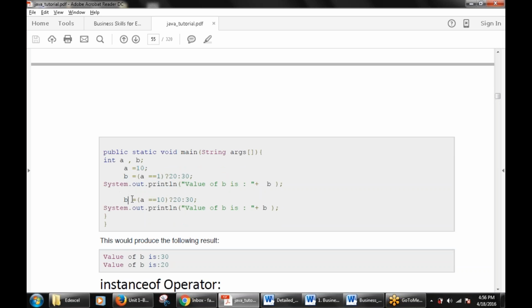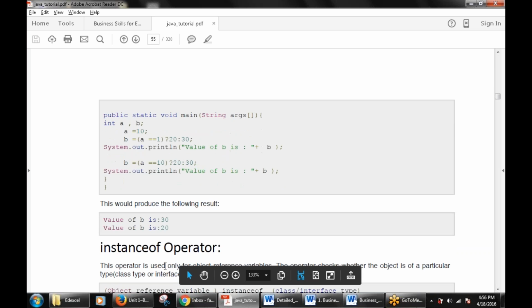Now next is b equals to a equals to 10. That means in this condition it is checking whether a has a value 10. Yes, it has a value 10. That is 10 equals to 10. Condition is true. So the first part will be evaluated, so the output is 2. This is the conditional operator. As in the syntax, first of all there is an expression, then there is a question mark, then the value if true, and the value if false, separated by the colon.